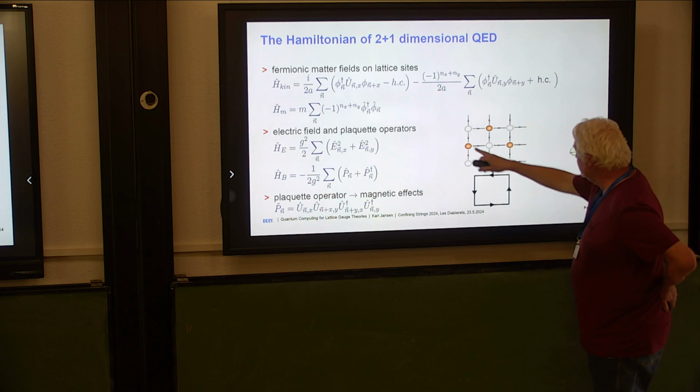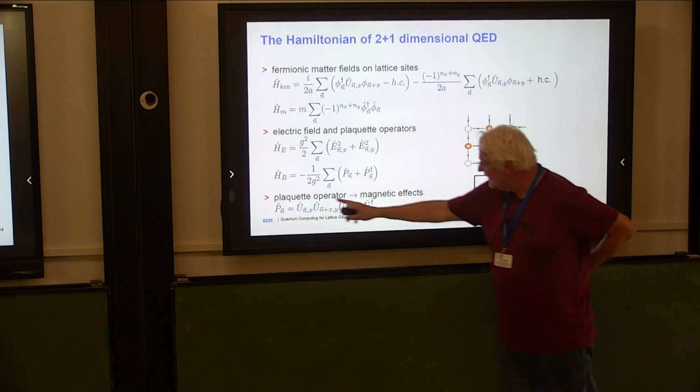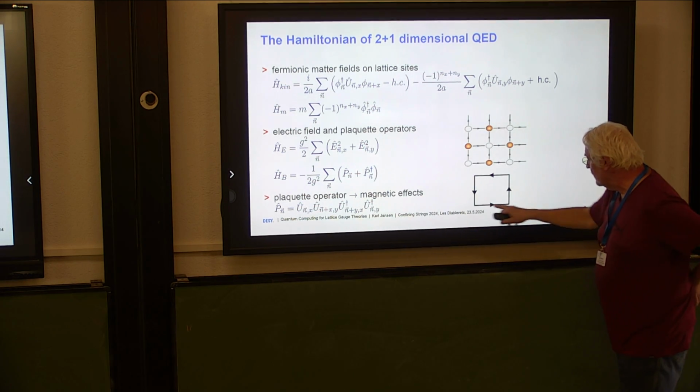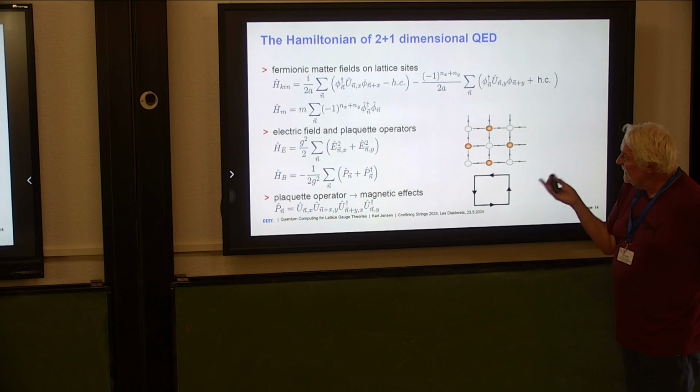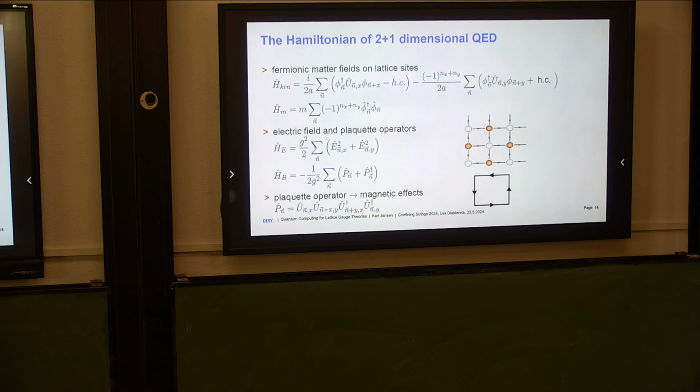So this is your lattice. These are the staggered fermions. This is your plaquette operators. These are these parallel transporters that go around this plaquette. And that's now your Hamiltonian. There's no Chern-Simons or anything. You cannot add the Chern-Simons here.